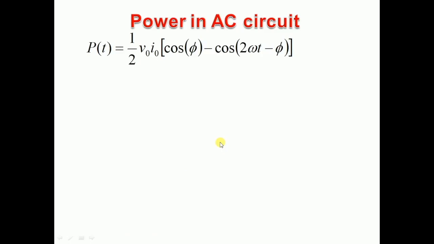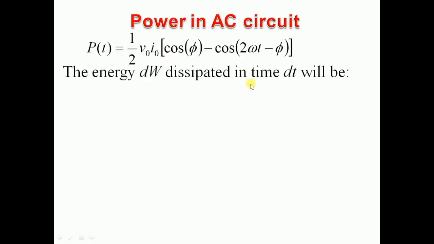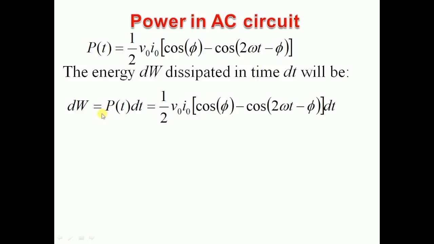Now the instantaneous power we can represent by 1 by 2 V0 I0 inside the bracket cos of phi minus cos of twice omega t minus phi. The energy dW dissipated in time dt will be dW is equal to P of t dt. So to find out the energy dissipated, we need to integrate this equation for one complete cycle, and then you can find the energy dissipated in one complete cycle.